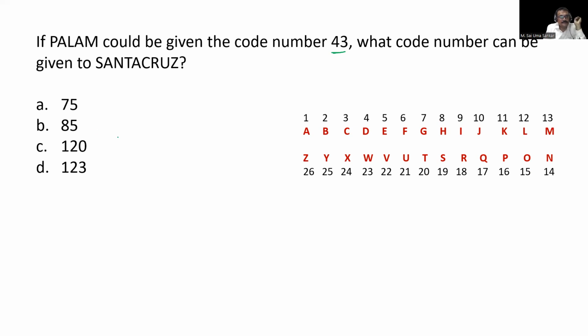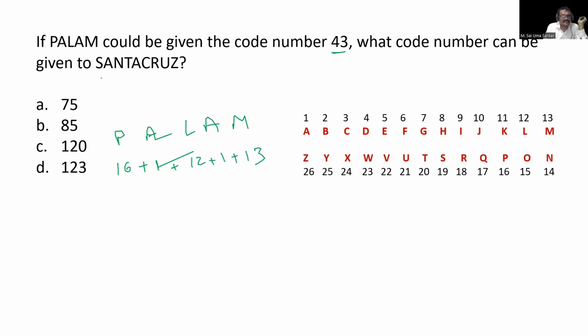Here, column: P, A, L, A, M. What is the P? 16th. A, 1. L, 12. A, 1. M, that is equal to 13. And what is the sum of these numbers? 16 plus 1 plus 12 plus 1 plus 13: 13 plus 13, 26, 27, 27 plus 16, that is equal to 43. That means sum of the place values of column is equal to 43.